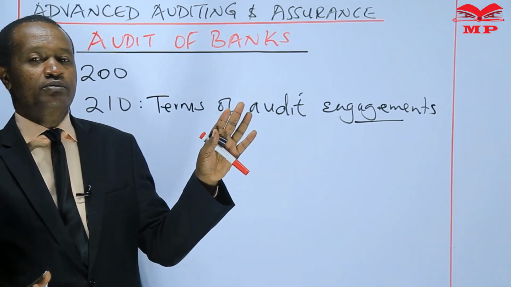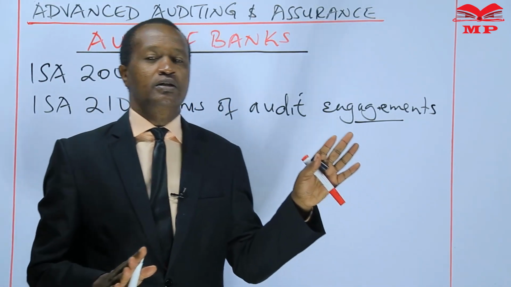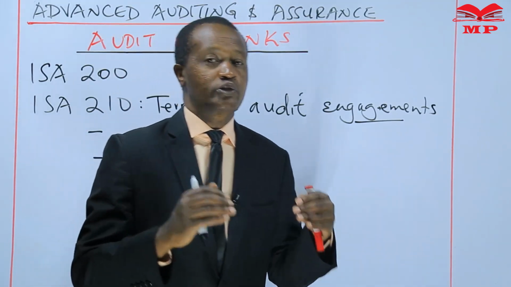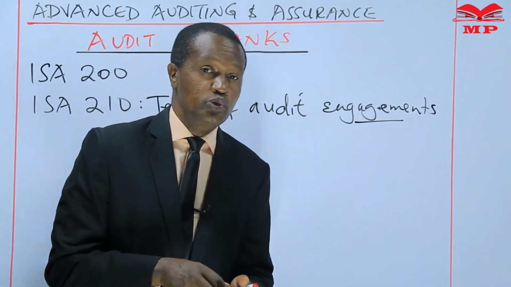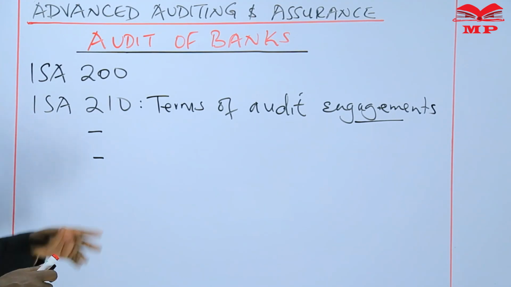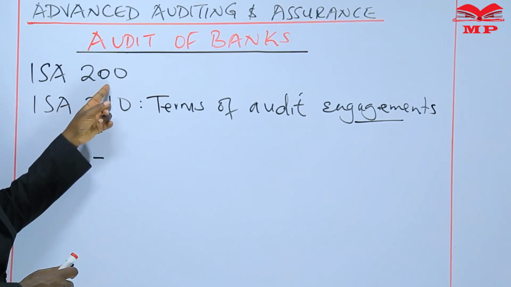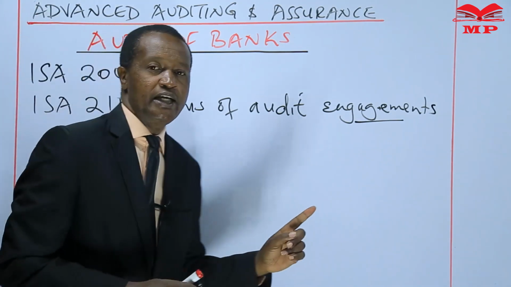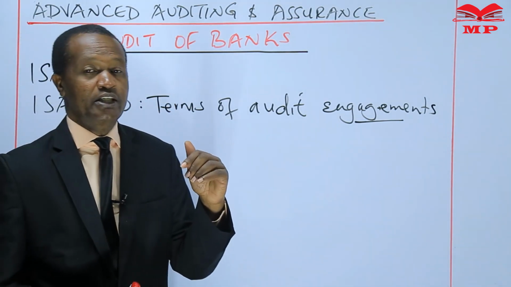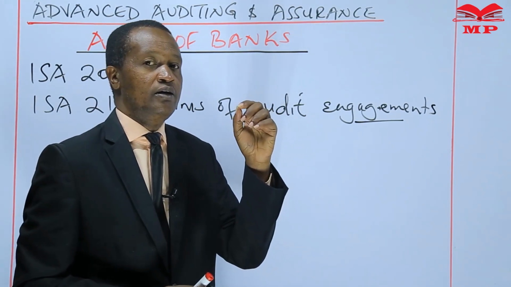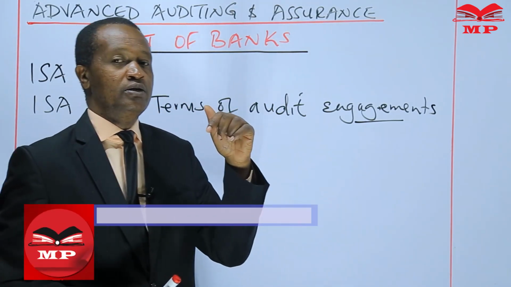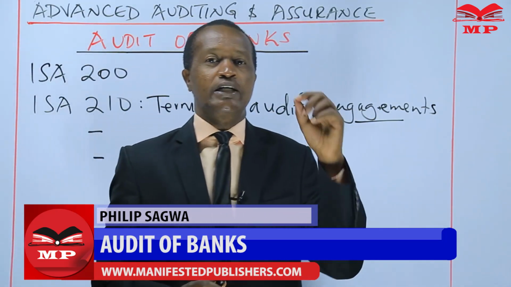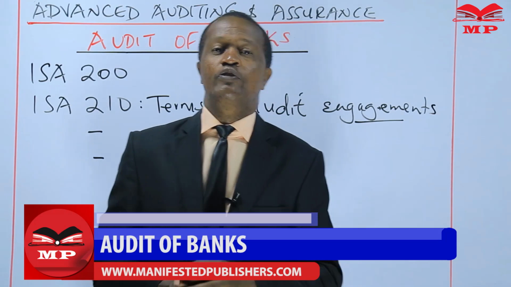And that effectively brings to conclusion our today's lesson, where we've considered two aspects, that is the ISA 200 and ISA 210, the terms of audit engagements. In our next session, we'll commence our study on the audit plan of a bank, audit planning when carrying out the audit of a bank.